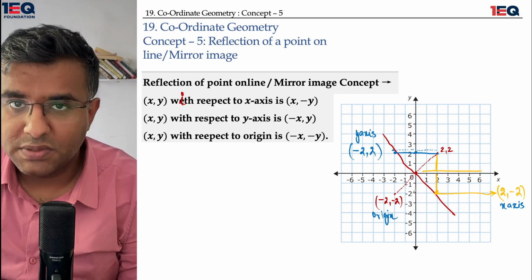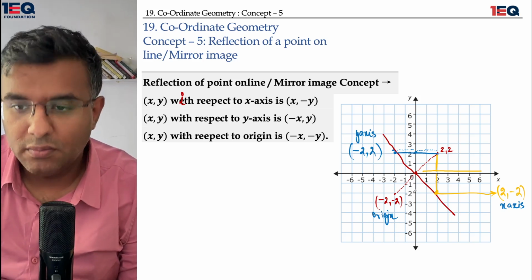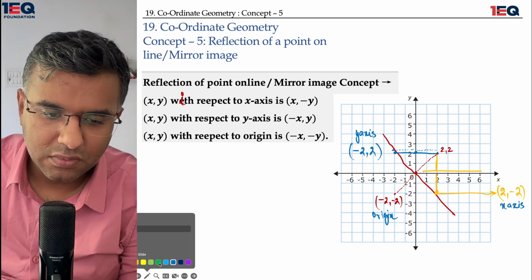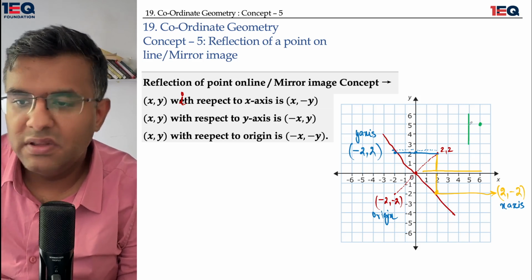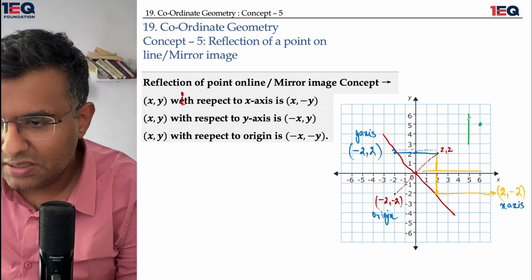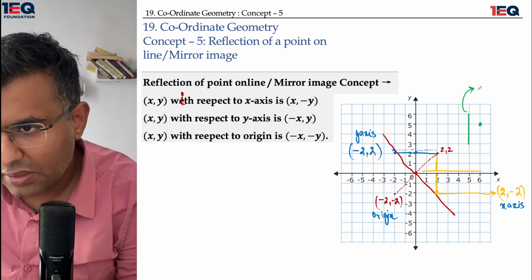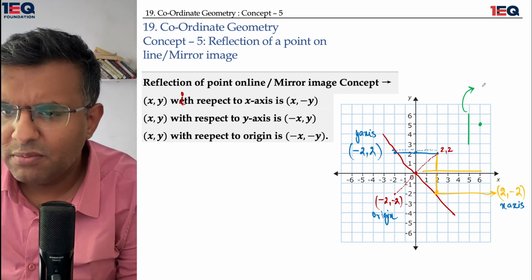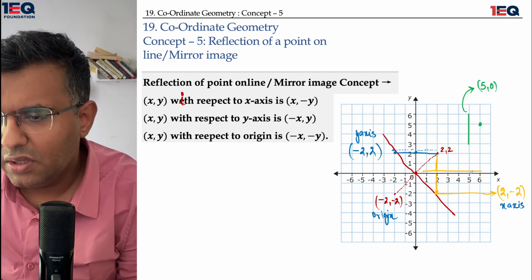We're talking about mirror images, how mirror images are formed and with respect to what mirror images can become. Let's assume they ask you to find the mirror image of this point with respect to this line. This line is standing tall at x equal to 5 and y equal to infinity. So this is 5 comma 0. This is where the line is standing.